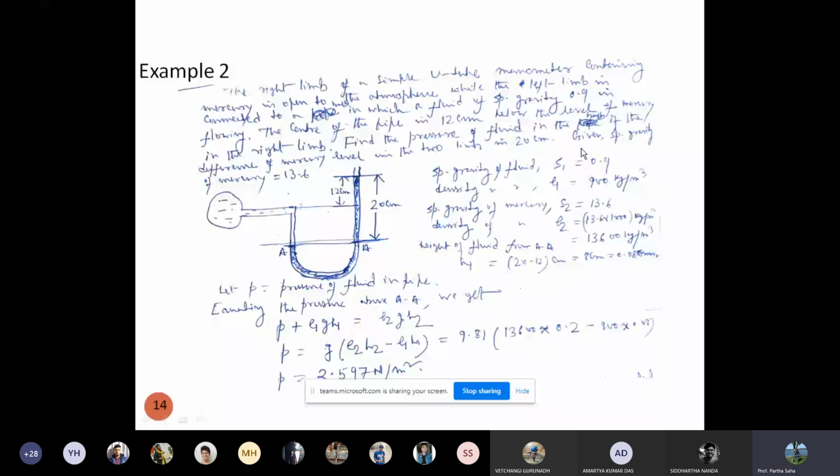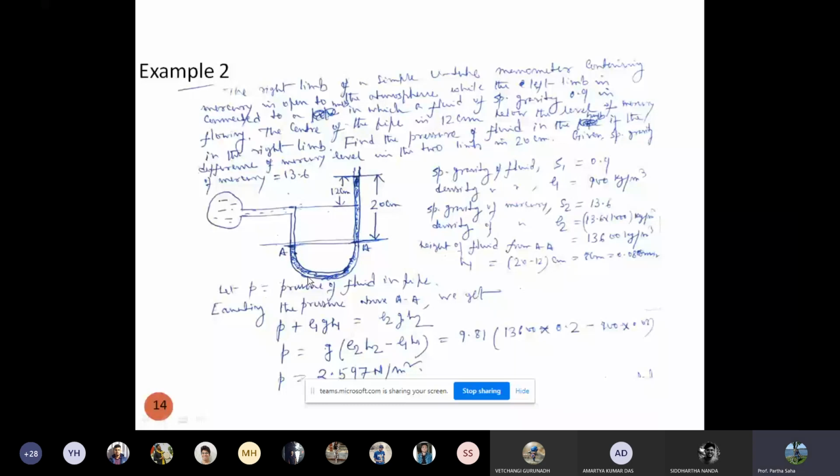So yeah, very easy. The specific gravity of the fluid is given 0.9, so the density will be 900 kg per meter cube. Specific gravity of mercury is given 13.6; multiply that by 1000, and the density of mercury becomes 13,600 kg per meter cube. Okay. Now what is the difference in height? Because this is 20 and this is 12, so that will be 20 minus 12, that is 8 centimeter, or actually 0.08 meter.